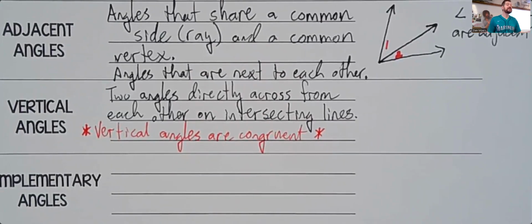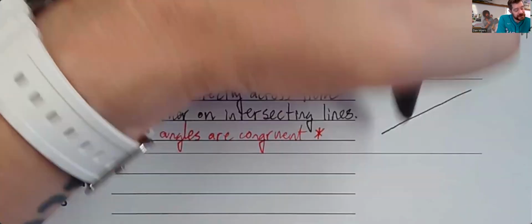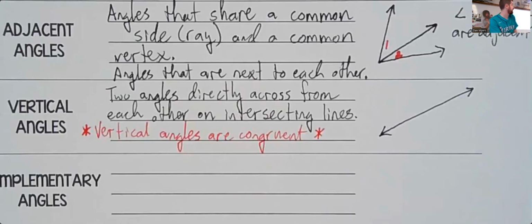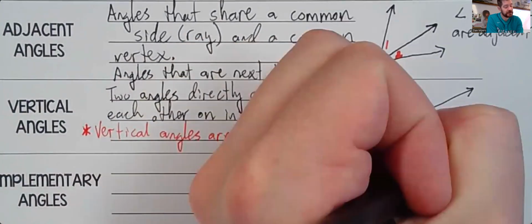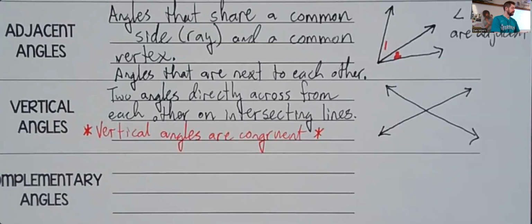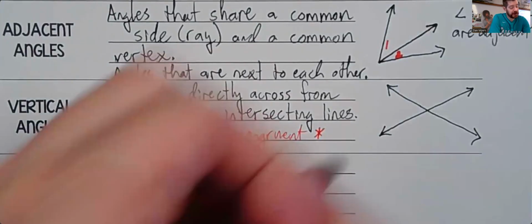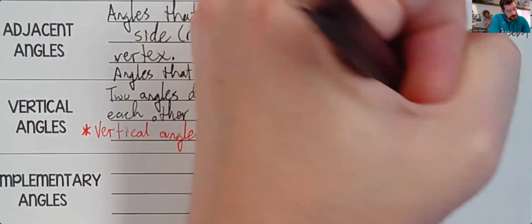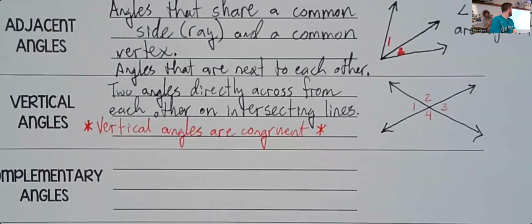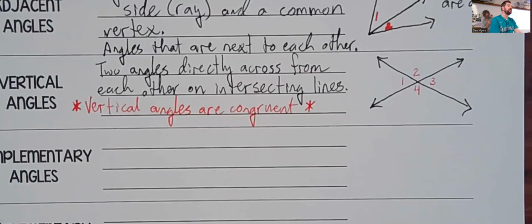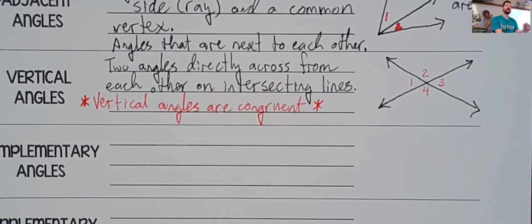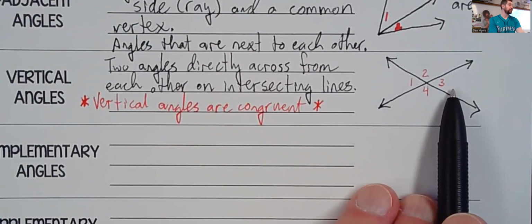So now we get to see what they look like. So it says that they are angles that are directly across from each other and they're on intersecting lines. So we're going to draw two lines. There's one line, and here's another line intersecting with that. And I'm just going to name 4 angles here. 1, 2, 3, and 4. We got angle 1 on the left, 2 on the top, 3 on the right, 4 on the bottom. And vertical angles are the ones that are directly across from each other. For example, angle 1 and angle 3 would be vertical to one another.